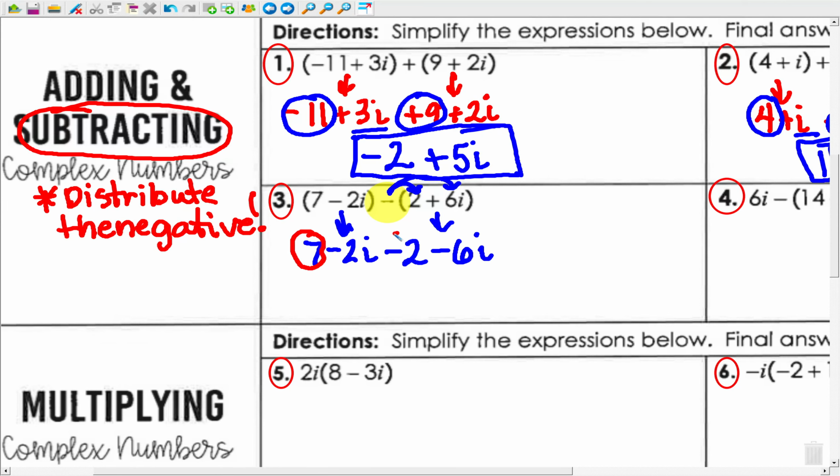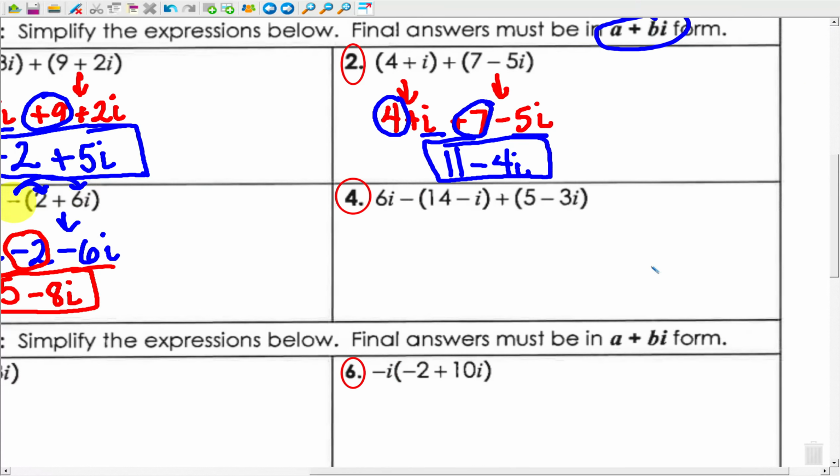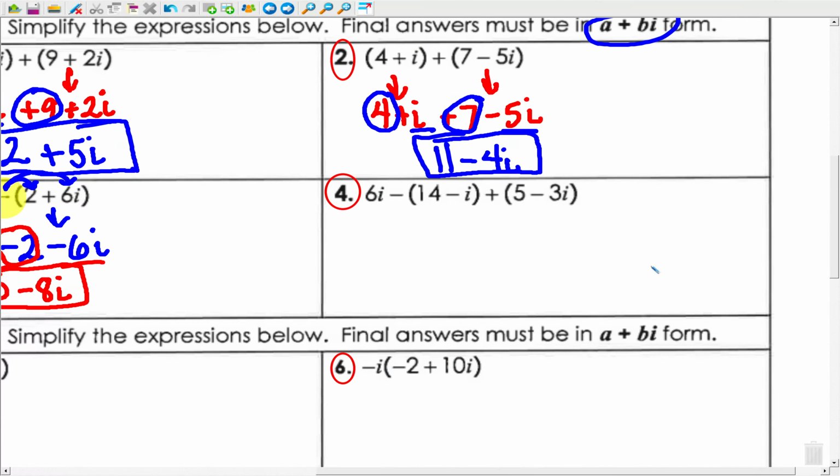7 minus 2 is 5. -2i minus 6i is -8i. There's your final answer. You're done. Number 4 has a little bit more work, but you always want to look for subtraction signs again, because when you see a subtraction sign, you're distributing that negative into the parenthesis that's right behind it, okay?